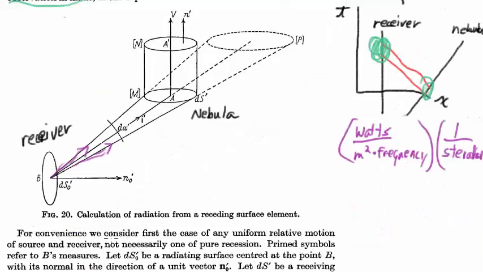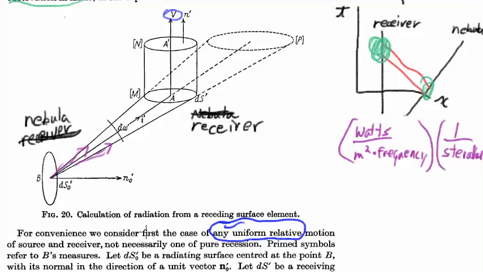For convenience, we consider first the case of any uniform relative motion of source and receiver, not necessarily one of pure recession. Primed symbols refer to B's measures. B is the receiver here. Let ds sub naught prime be a radiating... I'm sorry, what? Oh, I goofed. This is the receiver, and that is the nebula.